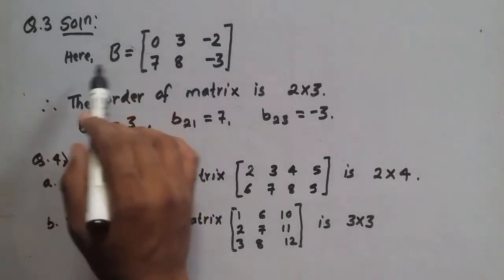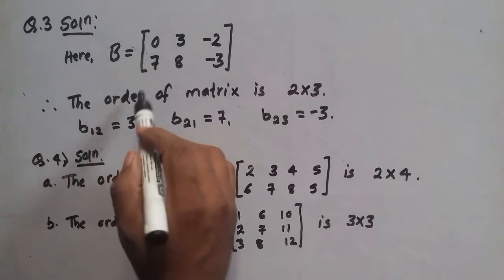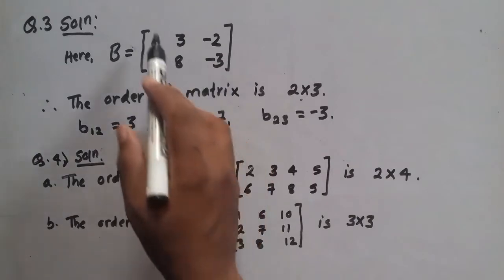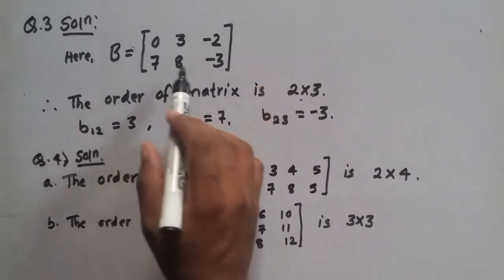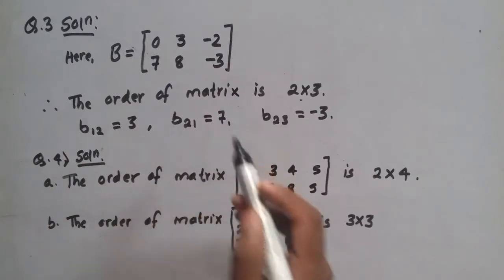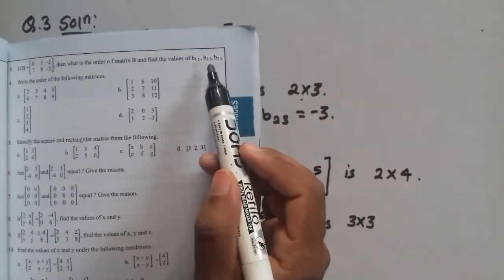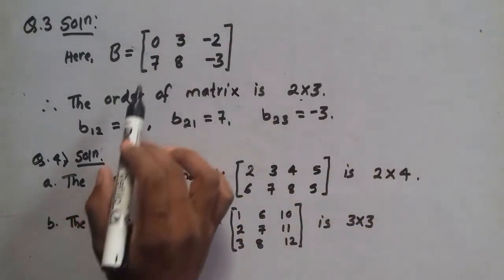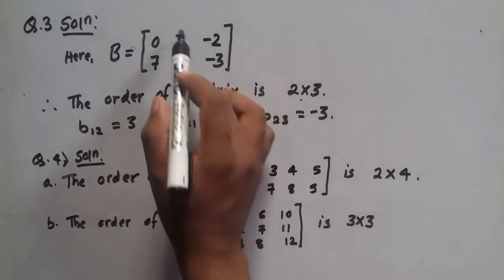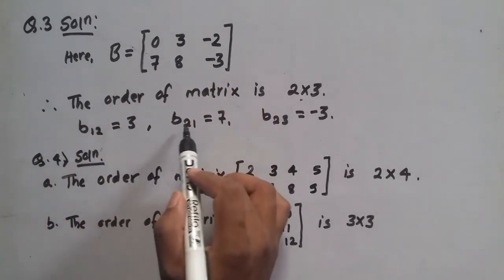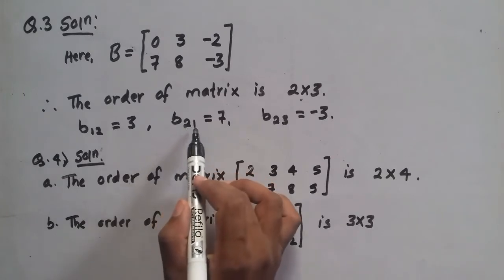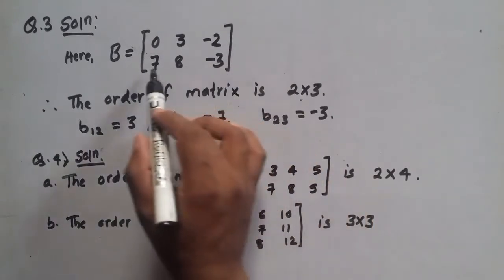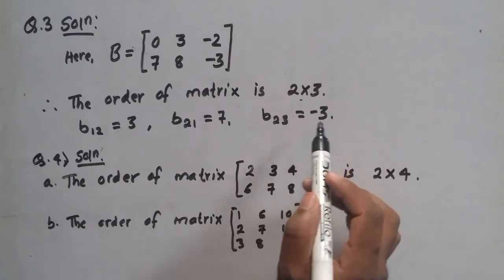In question number 3, this B matrix is given and we have to find the order of matrix. The order of matrix is 2 by 3, here 2 rows and 3 columns, so order is 2 by 3. And we have to find these 3 elements as given in this question, B12, B21 and B23. This B12 means first row, second column, is 3, and this B21 means second row, first column, is 7, and B23, second row, third column, is -3.